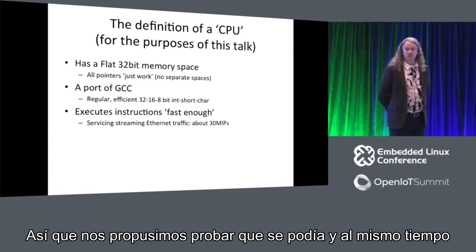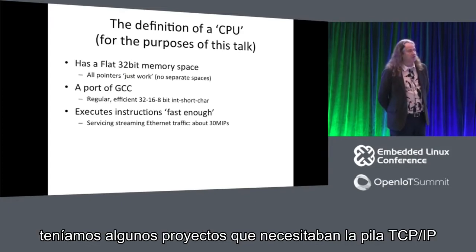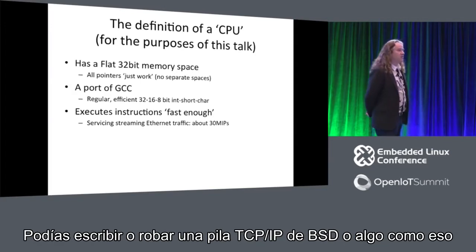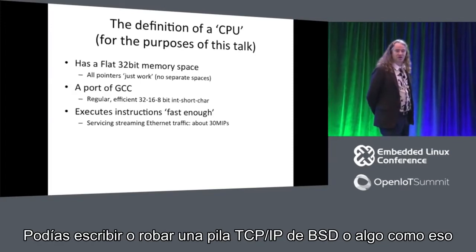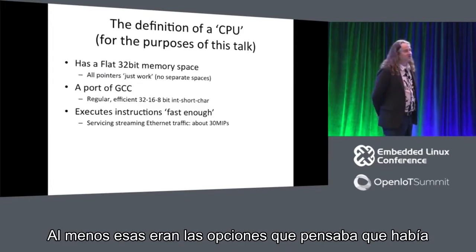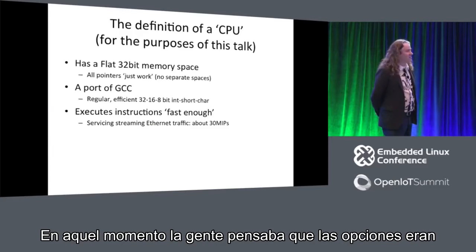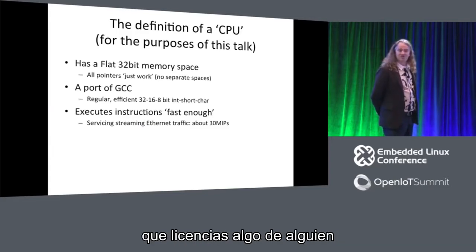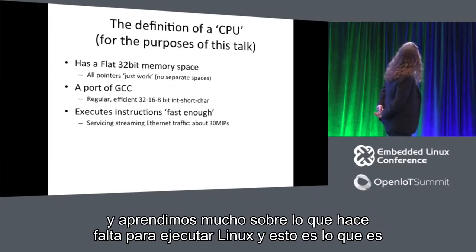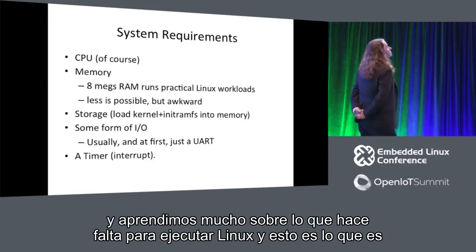And so we set out to prove that you could, and at the same time, we had some projects that needed the TCP/IP stack. So you got two choices, right? You can either write or steal a TCP/IP stack from BSD or something like that, or you can port Linux to it. At least that was what I thought were the choices. At the time, people thought the choices were you license something from somebody. But we got over that particular hump, and we learned a lot about what it takes to run Linux, and this is what it is.